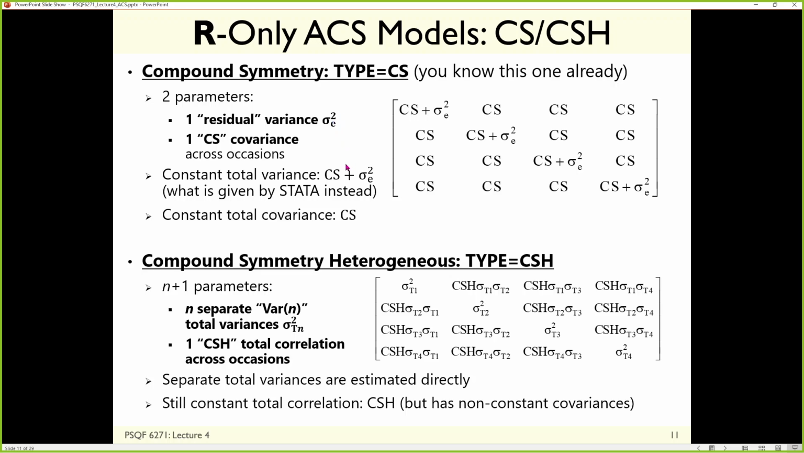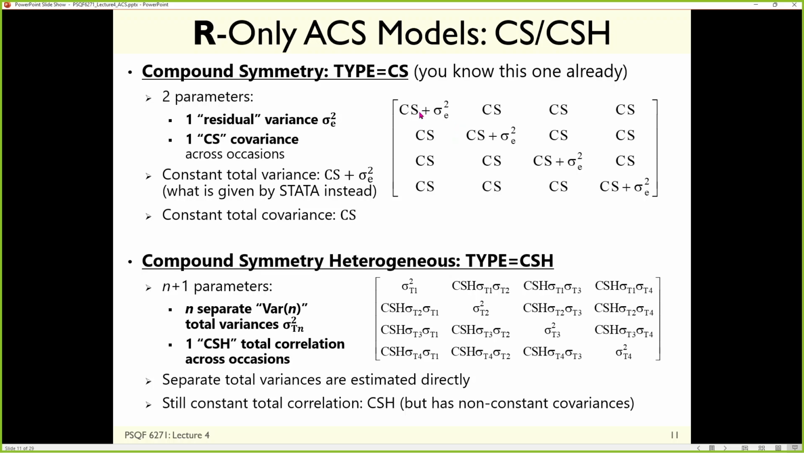What you get on your output varies by package for this one. In SAS, it gives you the variance of the residuals and the CS, this piece, as the variance of the random intercepts. That's the same thing. So you add them together to get the total. In Stata, it just gives you the total instead. So you have to work backwards to figure out how much is because of E.